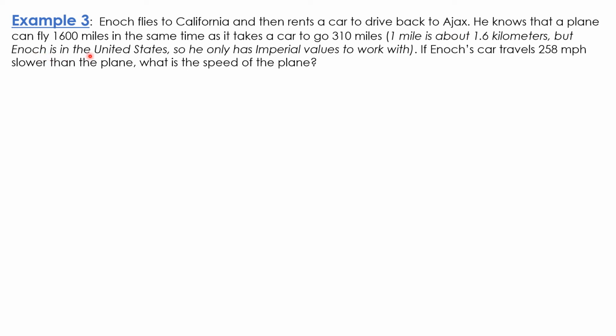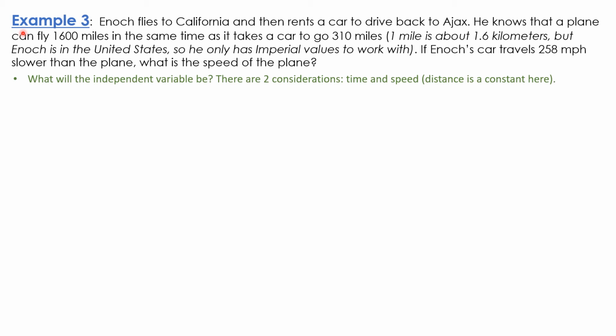But this whole question is based on, as you have in your homework, some questions that are in imperial. So we're going to stick with miles here. If Enoch's car travels 258 miles per hour slower than the plane, what is the speed of the plane?